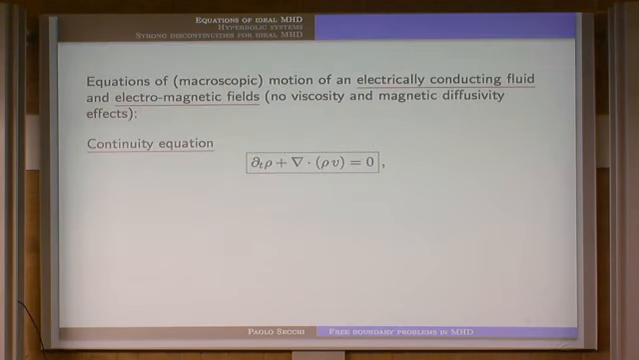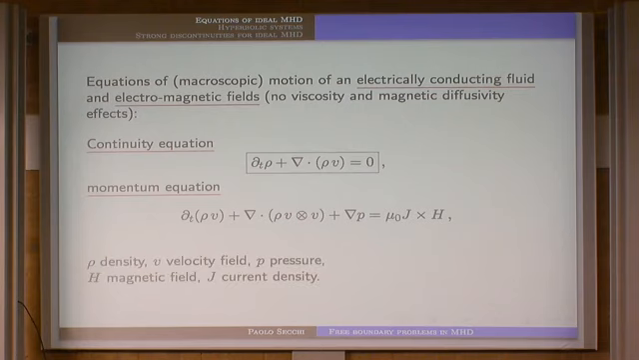So start from here. The equations concern the macroscopic motion of an electrically conductive fluid and electromagnetic fields. Here we don't consider viscosity or magnetic diffusivity, so the system will be hyperbolic with no diffusion. The first equation is the continuity equation for the conservation of mass. Rho is the density and V is the velocity. Then we have the momentum equation for the conservation of momentum.